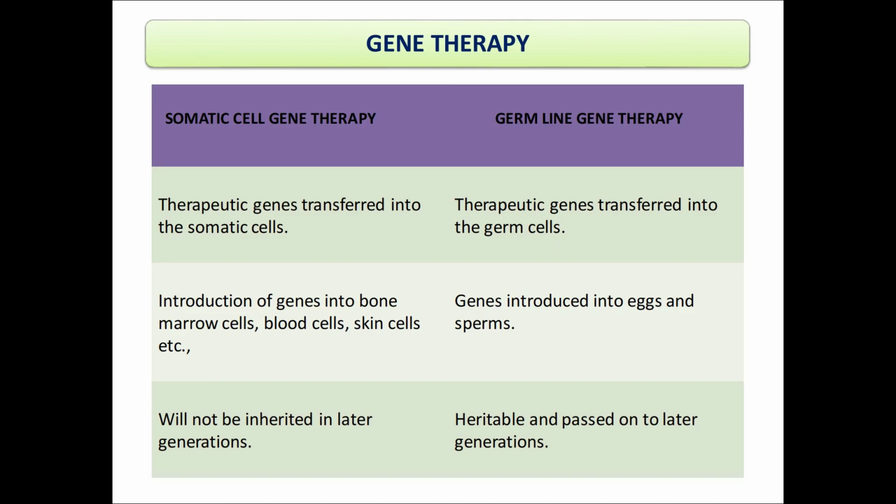In somatic cell gene therapy, the gene is introduced into the bone marrow cells, blood cells, skin cells, etc. Whereas in germline gene therapy, it is introduced into the eggs or the sperms. Somatic cell gene therapy will not be inherited by the next generation, whereas germline gene therapy will be inherited by the next generations.